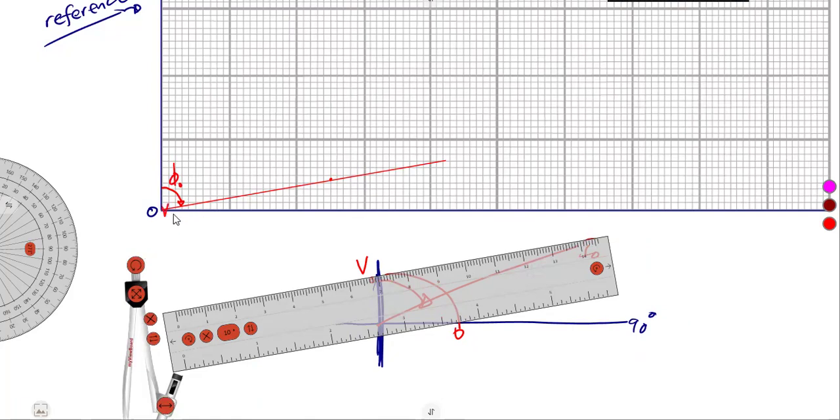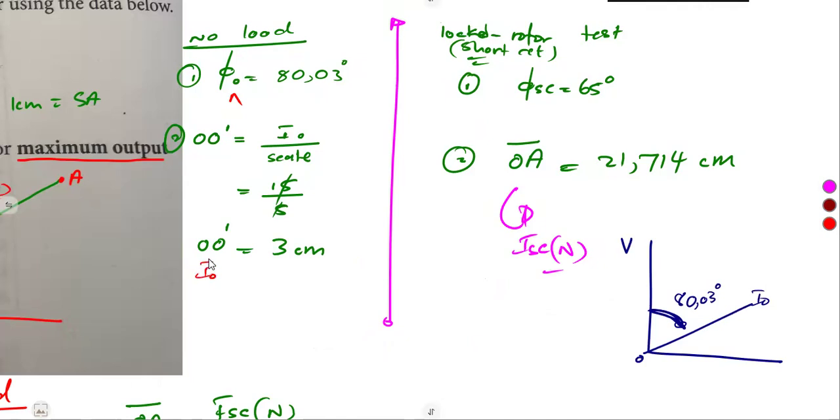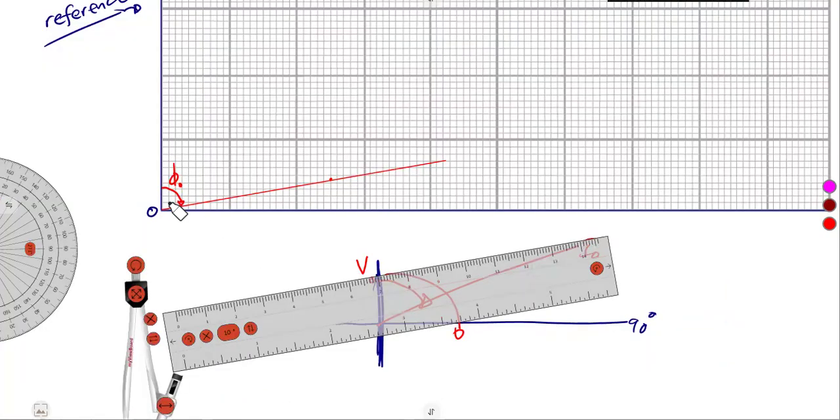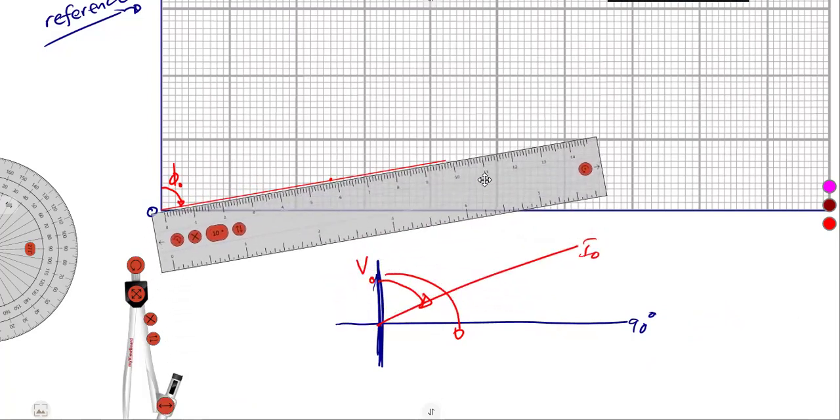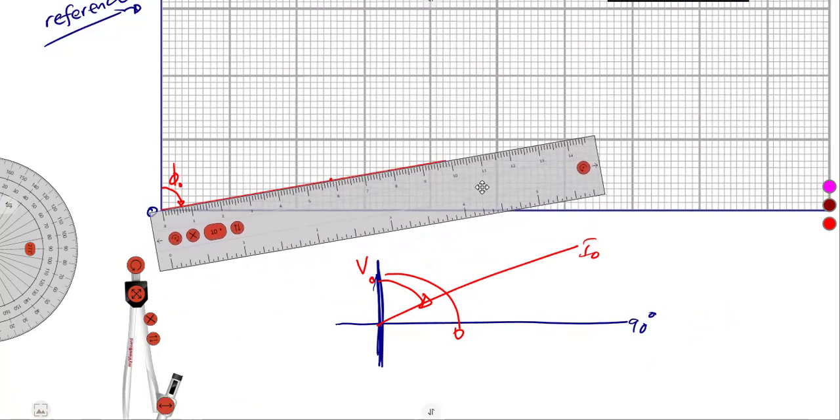It was supposed to be no load current represented, but graphically, we are not going to represent it as no load current. We are going to represent it as O to its referred value, which is O to O bar, which is 3 centimeters. So along that line that you have drawn, measure 3 centimeters from the origin now. You measure 3 centimeters as we are given there. So 3 centimeters according to my graph here, that's approximately at this point.